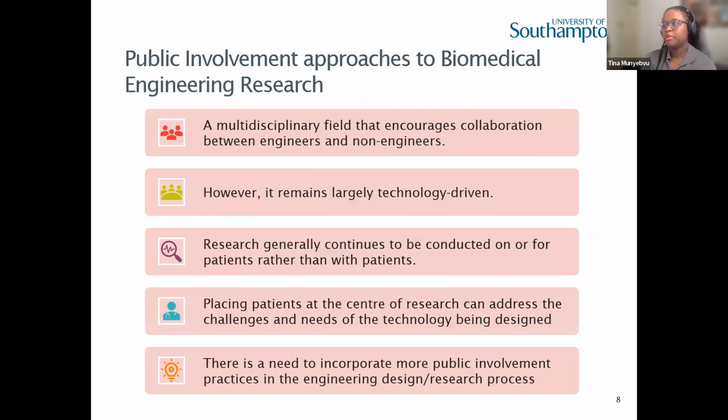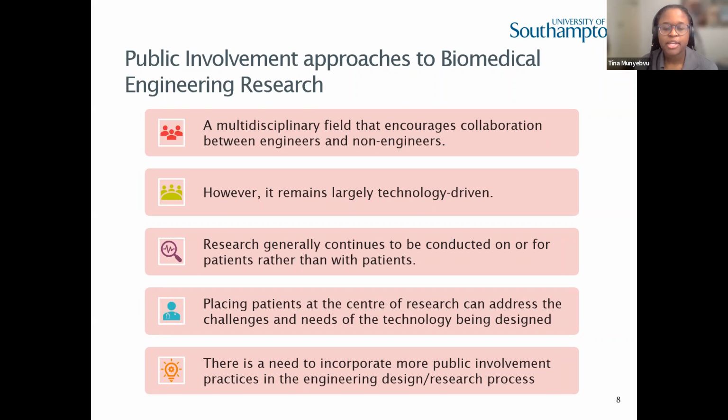So this is probably one of the most important slides, and it's talking about how we can take more public involvement approaches to biomedical engineering, because as a discipline, biomedical engineering does not only concern engineering principles, but it covers a whole range of different stuff like biology, medicine, and pharmacy. And so the collaboration between bioengineers and non-engineers is common, and it is encouraged as well.